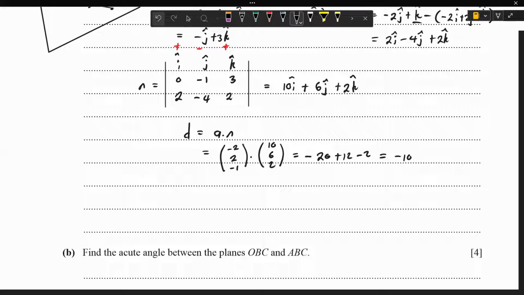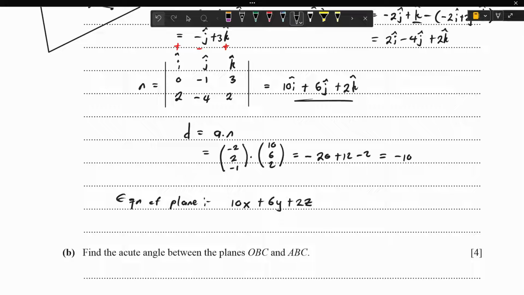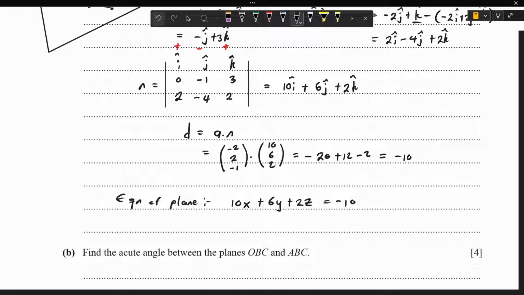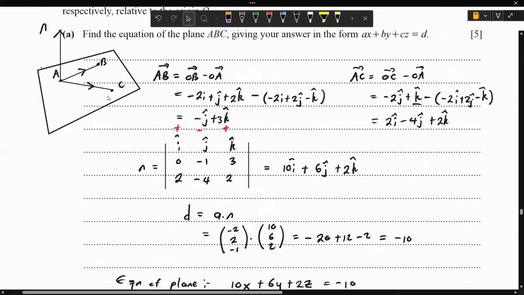All right. So for the equation of the plane, it will be 10x plus 6y plus 2z, taking it from this, and that's equal to minus 10. And we can simplify it by dividing all the terms by 2. That gives us 5x plus 3y plus z is equal to minus 5. So this is what we are getting right here. Let's move on to part B.